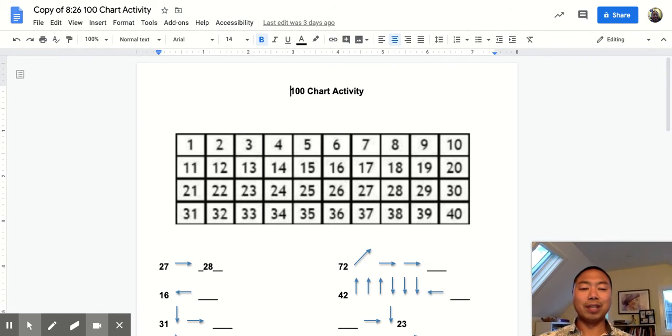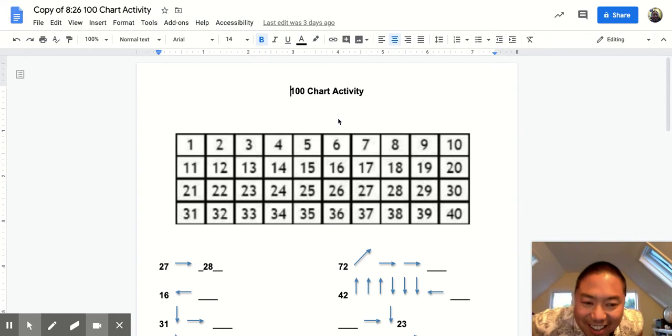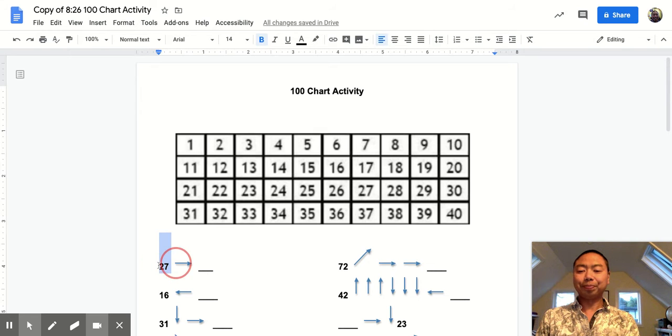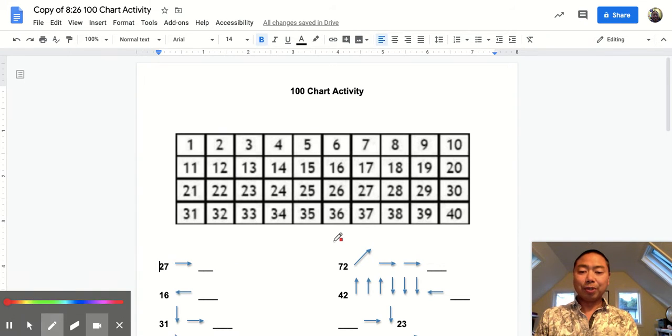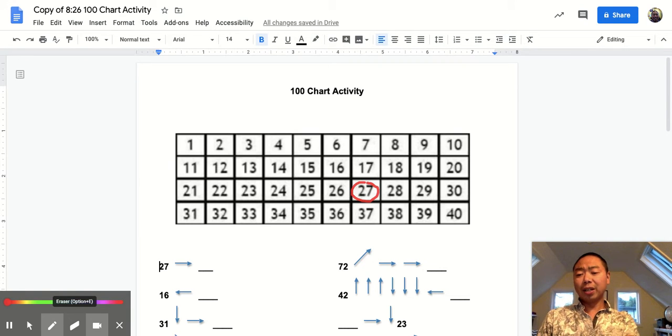So the very first assignment is this thing called the 100 chart activity. Okay, let me zoom in on that a little bit. Very simple, I think. I got this number 27 here that I'm highlighting with my mouse. That means you just go to the number 27, which is right here. I'm going to circle it in red. Now, the blue arrow says I need to move to the right 1 unit. So that's all I got to do.